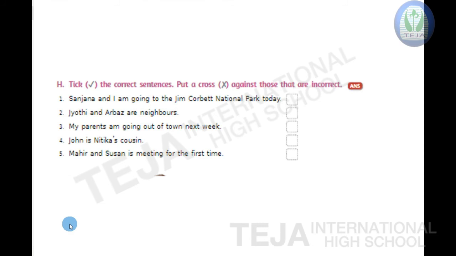Now whether the sentence is right or wrong, is it a correct sentence? No, it is not the correct sentence. So here Sanjana and I, here two persons are there, it's a plural form. So here am is the wrong word. In place of am, we have to write are. So it is a wrong sentence. Here the correct sentence is Sanjana and I are going to the Jim Corbett National Park today. So put cross mark in the box, children.